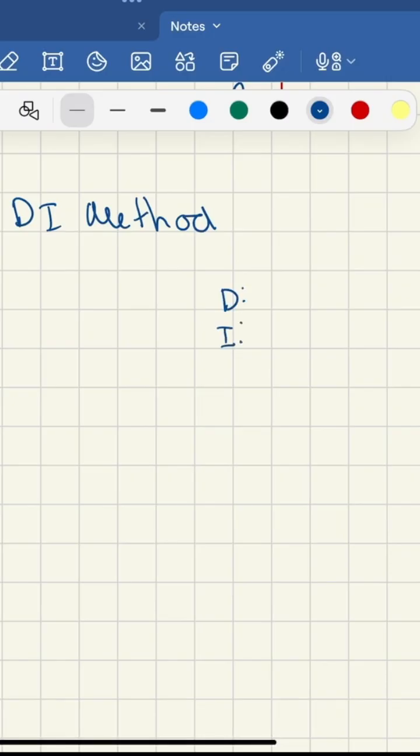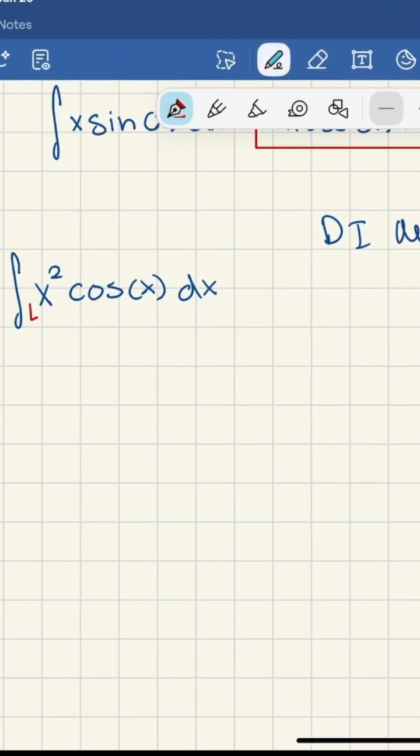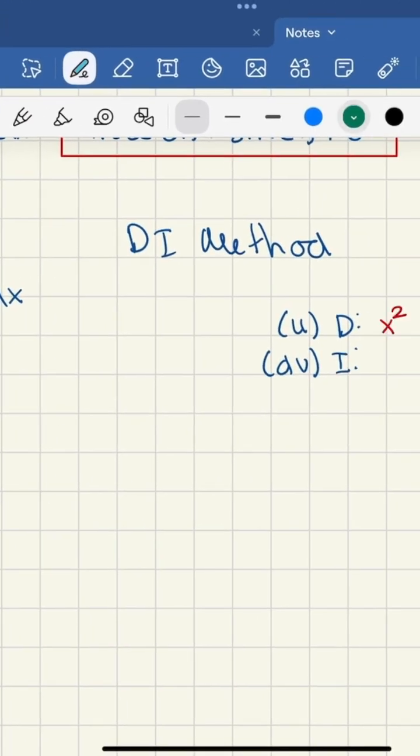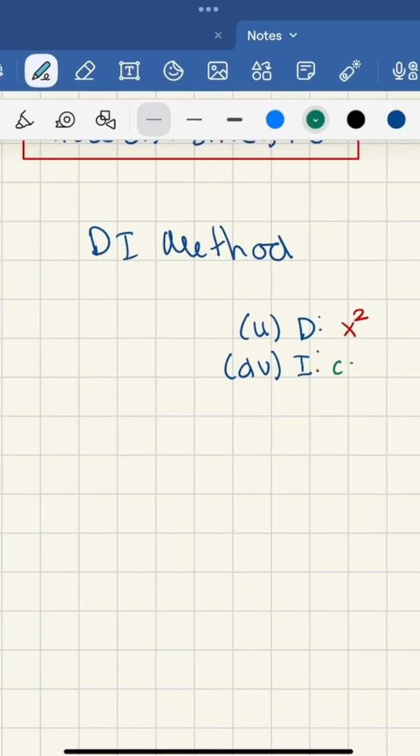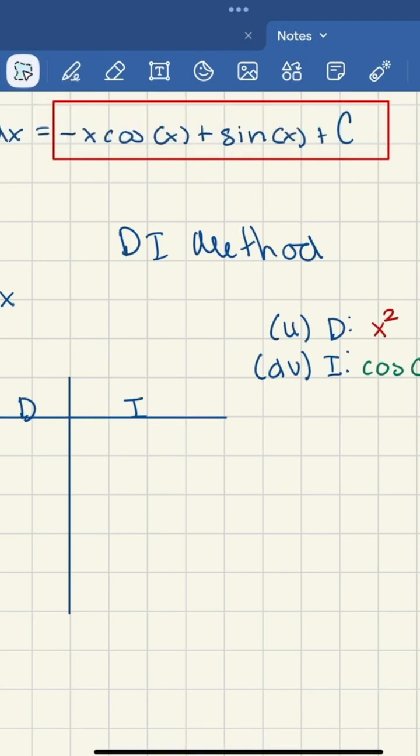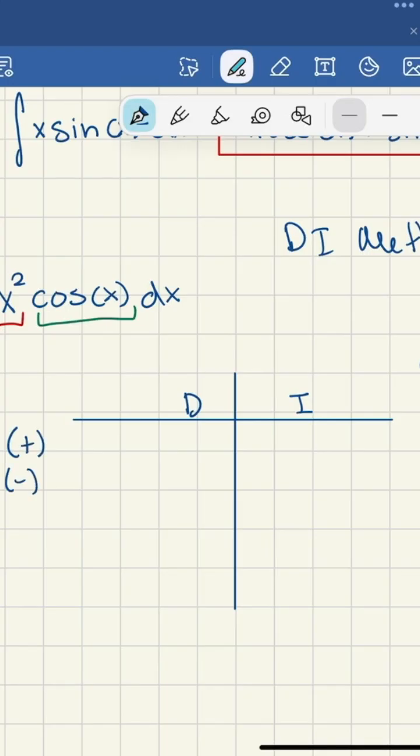The D is going to be like our u, where we take the derivative, and the I, in the name, is integral, like our dv. So we're going to start off by identifying our D and our I. It's kind of similar to the last problem. We have an algebraic first, which is going to be our D, and then our cosine x is going to be our I. So we're going to start off by creating a table. We're going to label it D and I, and we're going to have a column on the side that's going to start off plus, then minus, as many times as you like.